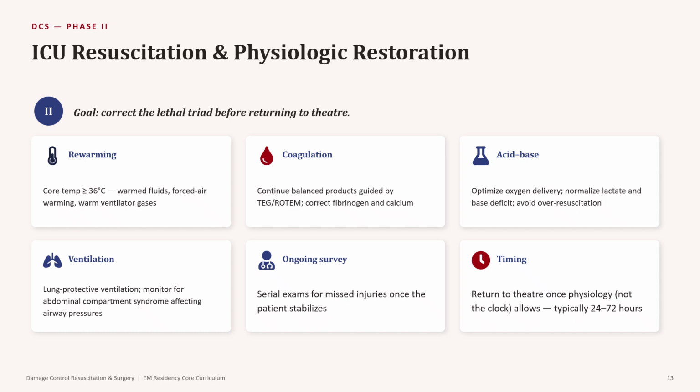Then ICU resuscitation and physiologic restoration is the second stage. Correct the lethal triad before returning to theatre. Rewarming: core temperature of greater than 35 degrees centigrade, using warm fluids, forced air warming, and warm ventilator gases. Continue balanced products guided by TEG or ROTEM, correct fibrinogen and calcium. Optimize oxygen delivery, normalize lactate and base deficit, avoid over-resuscitation.